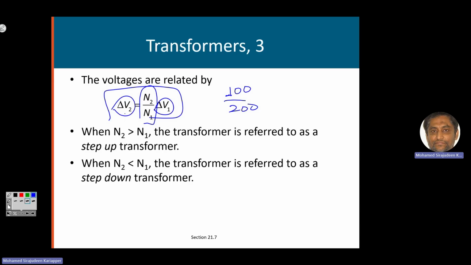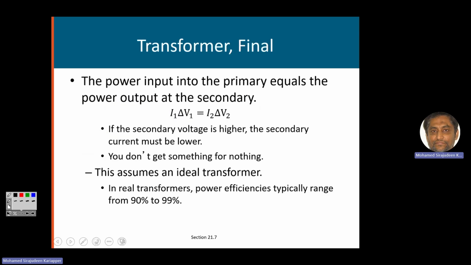Right, so if N2 is greater than N1, then the transformer is referred to as a step-up transformer because of the increase in voltage. When N2 is less than N1, it is a step-down transformer. Does it mean that if you increase the voltage, we have got more power? No. We don't get something for nothing. The power is the same.